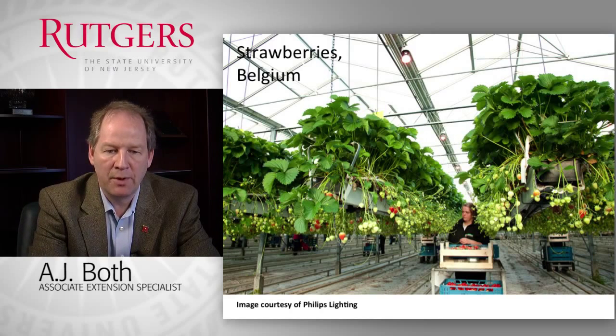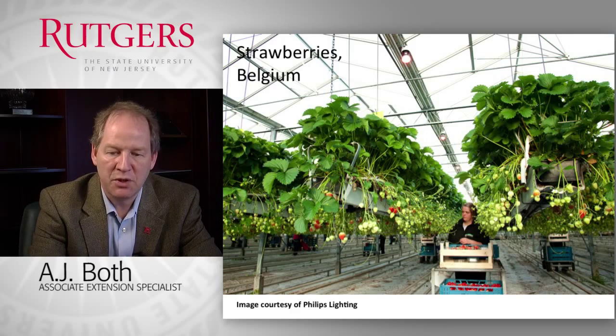Another example of strawberries, in this case in Belgium, where the troughs are raised to make it easier for people that have to walk between the plants and pick the berries. And as well, in this case, the plants are receiving photoperiod lighting to induce the flowering and thus the berry production using LED lamps specifically designed for this purpose.